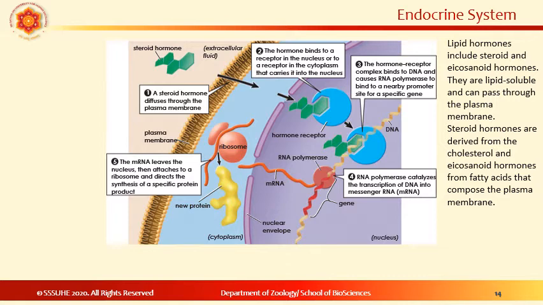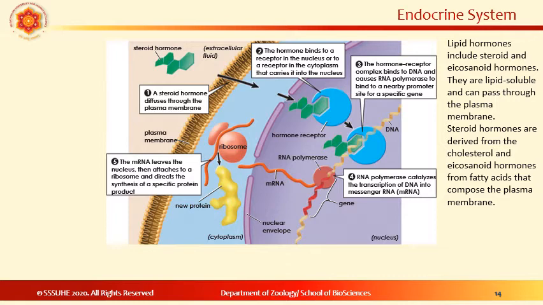Here, a steroid hormone binds to its receptor after it has diffused through the plasma membrane. In step 2, you can see the hormone binds to its receptor in the nucleus or in the cytoplasm, and after binding of the hormone to the receptor, the complex moves to the DNA and binds DNA. Binding of the hormone to DNA causes DNA transcription to start. So RNA polymerase binds to the nearby promoter and gene transcription begins. So it causes activation of the genes.